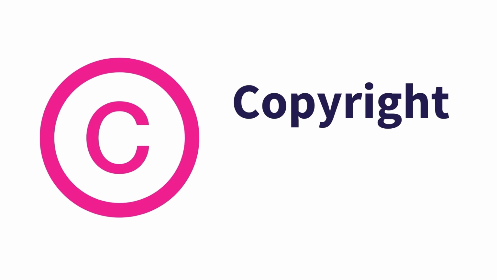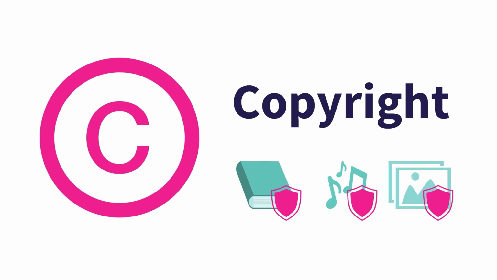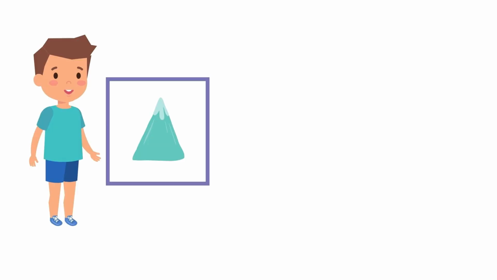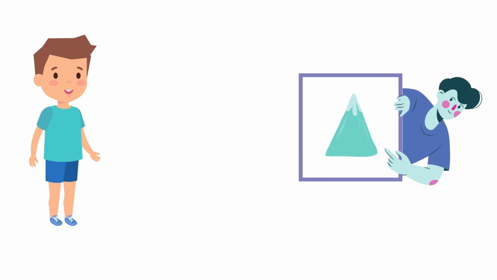Before we look at the what and how, let's start with thinking about why it is important to do this. Copyright is a set of rules that protect the things people create, like books, music, and pictures. It means that no one else can use or copy those things without permission. Today, we are thinking about pictures, images. Let's say you drew a picture of a mountain. You created that picture, you own it. If someone took your picture and told everyone that they made it, they would not be following the copyright rules.